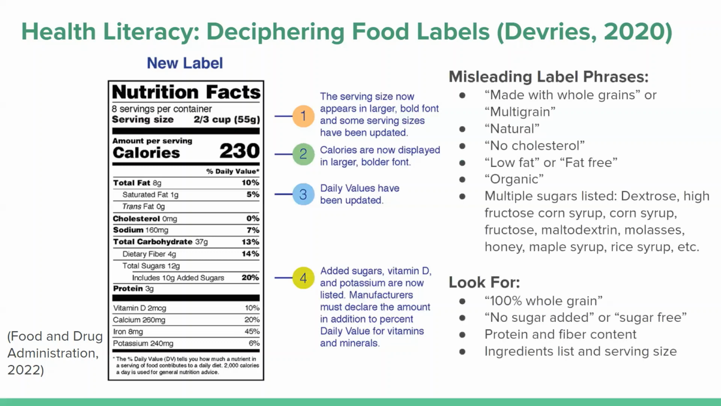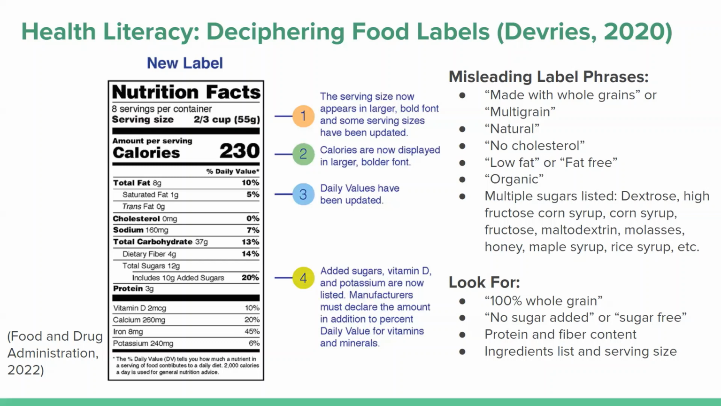And so not only can the nutrition facts labels be misleading, even with the changes, there are some label phrases that you might see on the tops and covers of food packaging that can be misleading. So some things to watch out for. Some misleading label phrases can be made with whole grains or multigrain. That doesn't necessarily mean that food is made completely with whole grains, only half or only partially. So watch out for that.